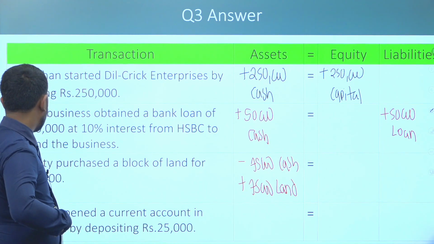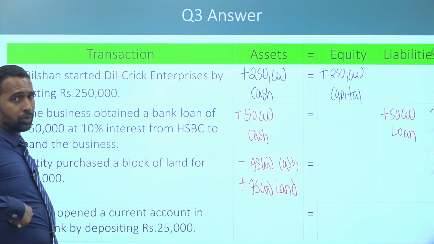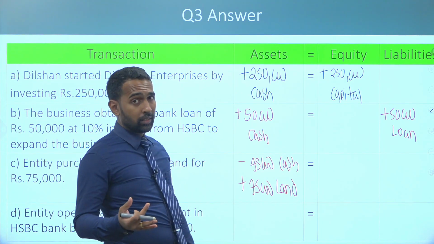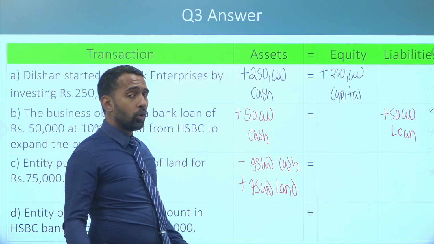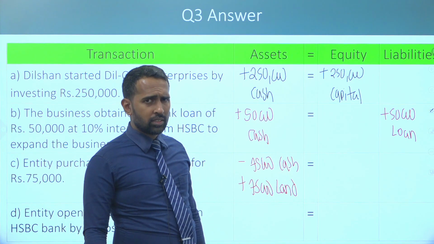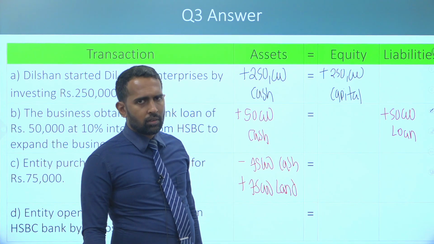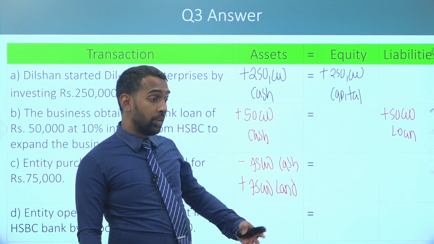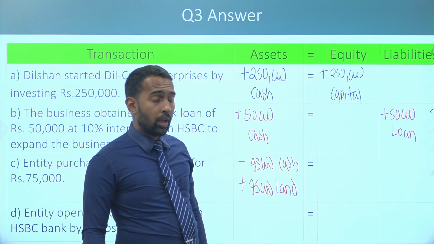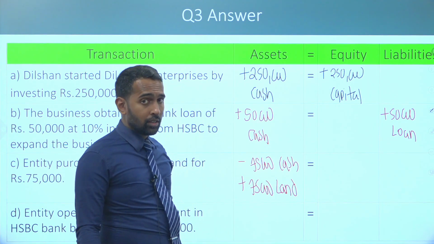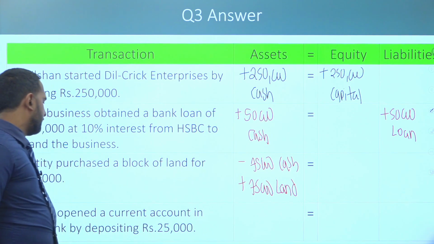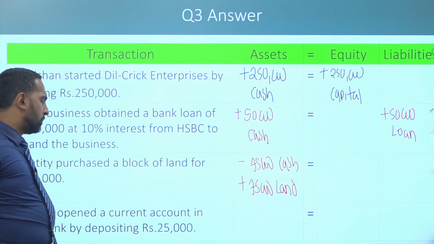Entity opened a current account in HSBC by depositing 25,000. So generally this type of adjustment may not be tested, but even in a small business, instead of keeping cash to do the business, they might open up a current account and put that balance. Generally we consider all the transactions are happening through the bank account. But for this adjustment we'll say okay, they are opening up a current account.